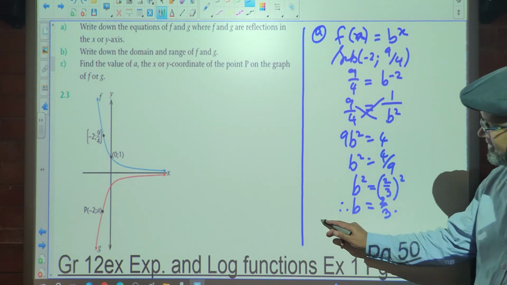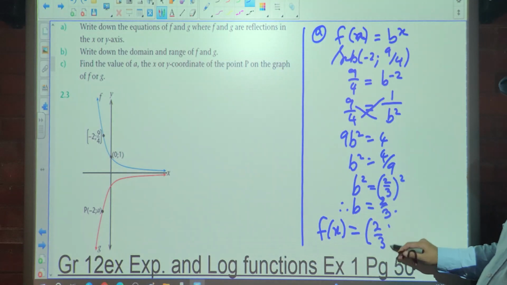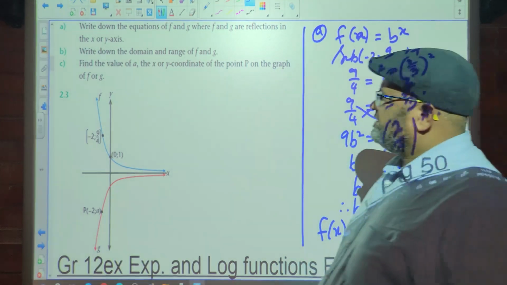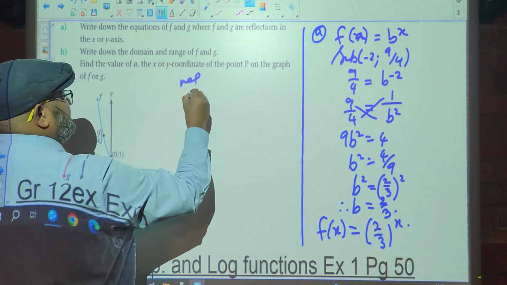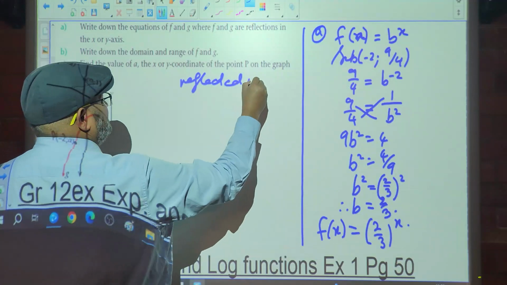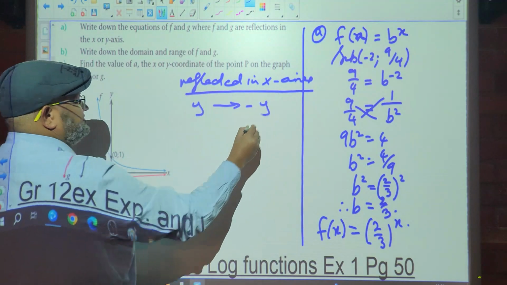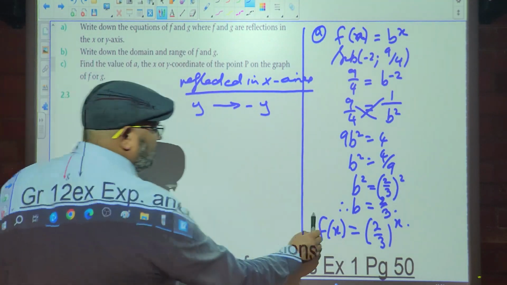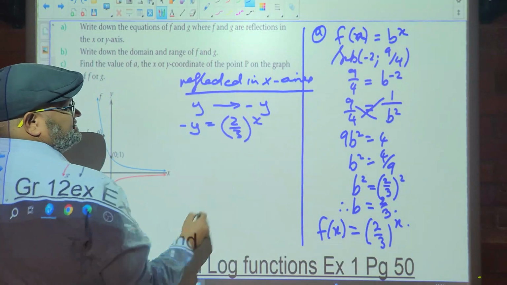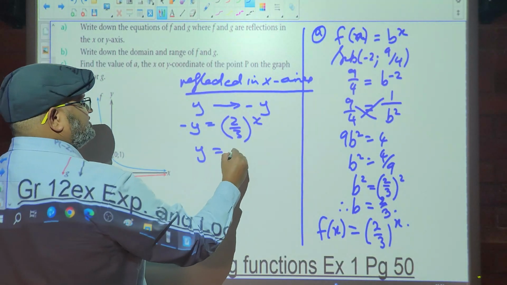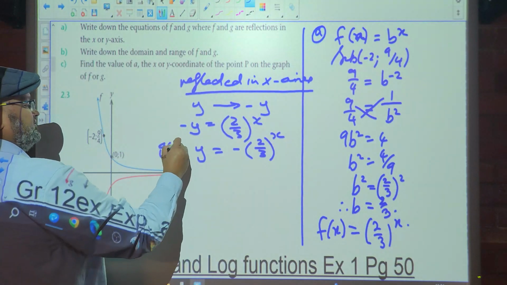So what's my equation of f of x? It's going to be 2 over 3 raised to the x. What is g of x? g of x is the reflection in the x-axis. What's the rule if something is reflected in the x-axis? y becomes negative. So f of x is the y. The negative y is equal to 2 over 3 raised to the x. Divide by negative on both sides, so y is equal to negative 2 over 3 to the x.